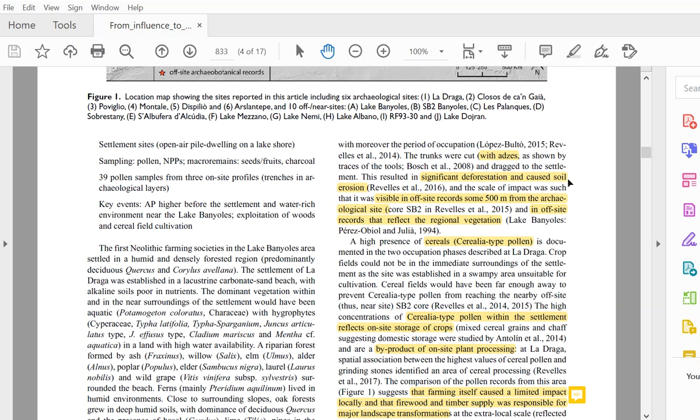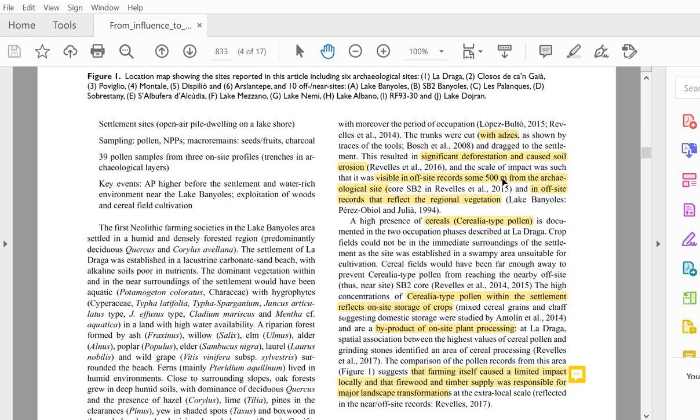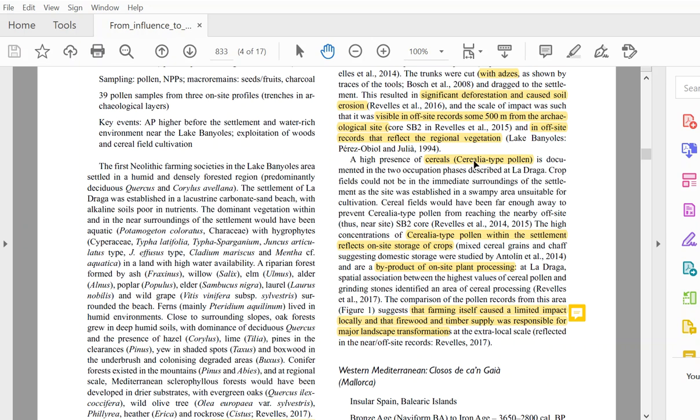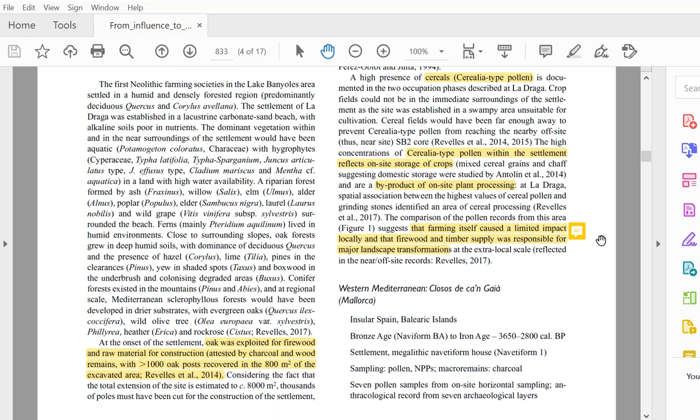And then, now this isn't in this particular article, but they do mention that there's soil erosion. So if you want to read about soil erosion at this particular site, go to this Revelle and others, dated 2016 in the bibliography, and you can read about their studies in soil erosion. And then it says you could see the soil erosion 500 meters from the archaeological site. There's a high presence of cereal pollen, so they're definitely growing cereals and so on.